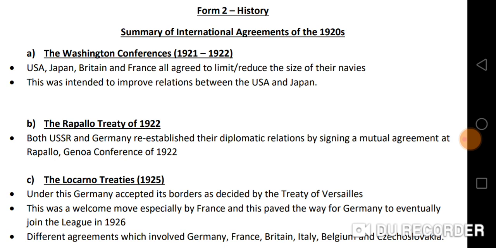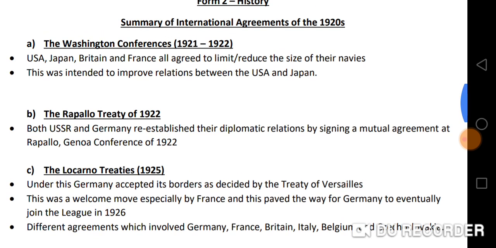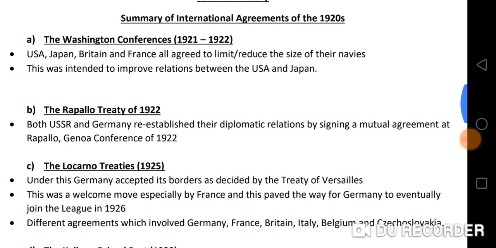And the third international agreement that we look at is the Locarno Treaty. Locarno Treaties of 1925. So under this, Germany accepted its borders as decided by the Treaty of Versailles, and this was a welcome move, especially by France, and this paved way for Germany to eventually join the League of Nations in 1926. There were different agreements which involved Germany, France, Britain, Italy, Belgium, and Czechoslovakia.